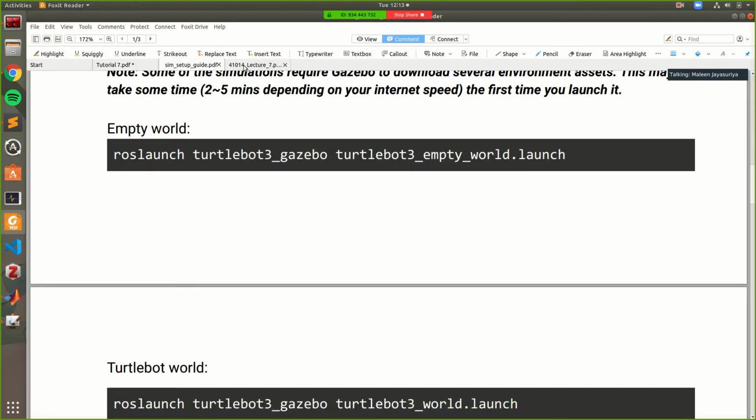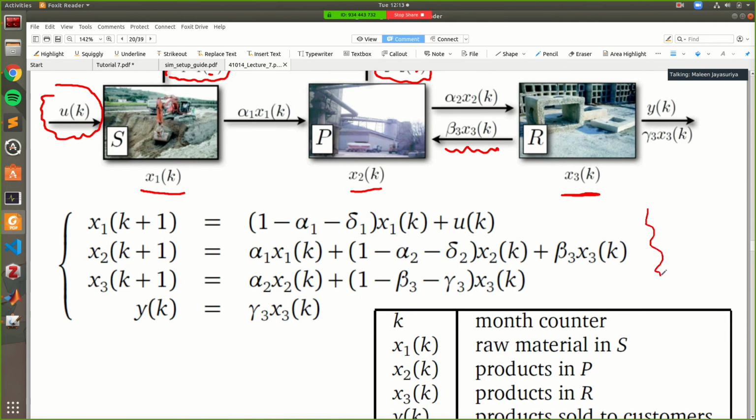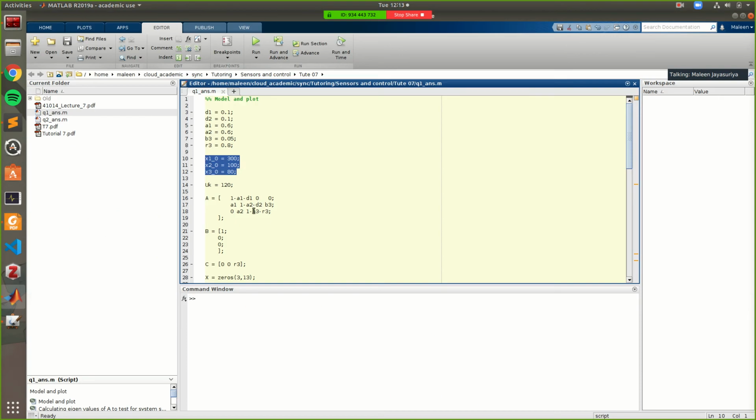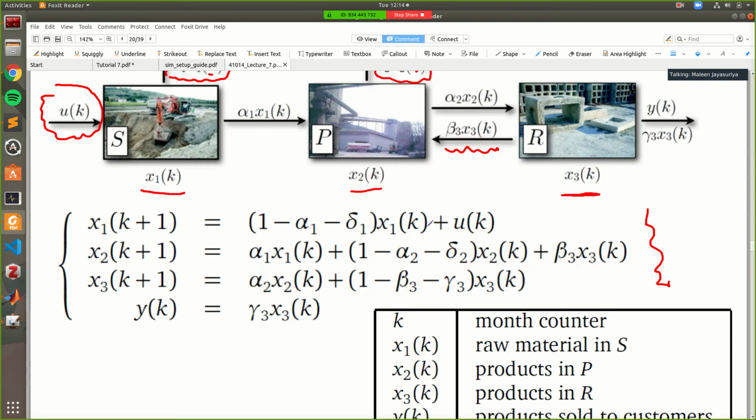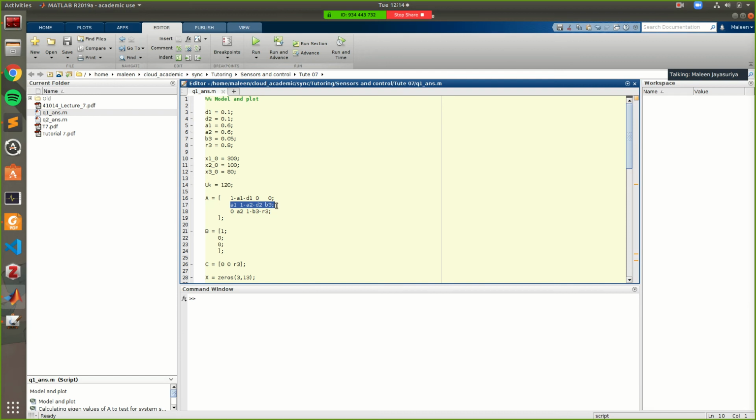So that's just simply based off of this set of equations. If you put this into matrix form, we can see that this is what it looks like, right? We have 1 minus alpha 1 minus delta 1, and then 0, 0, and then alpha 1, 1 minus alpha 2 minus delta 2, and then beta 3 as our second row. So you can see that here. And our third row is 0, alpha 2, and the final element in that matrix is 1 minus beta 3 minus gamma 3. And this will be our B matrix, and this will be our C matrix, right?